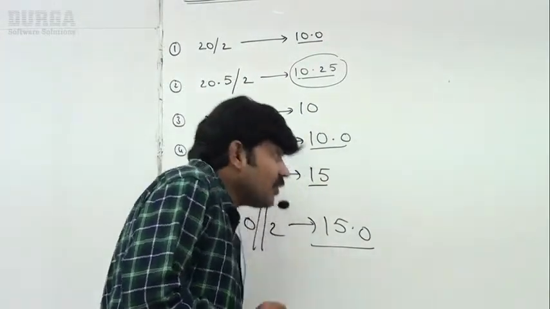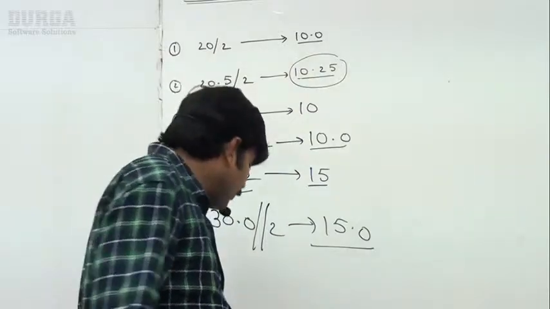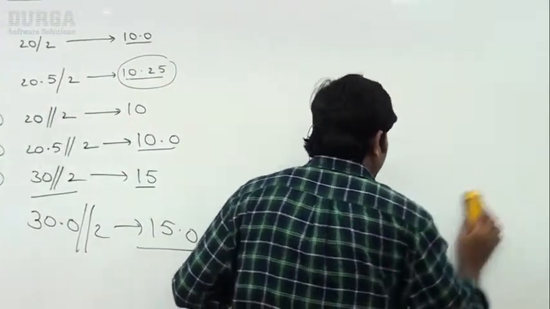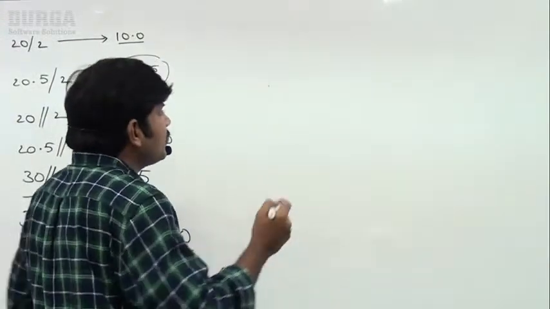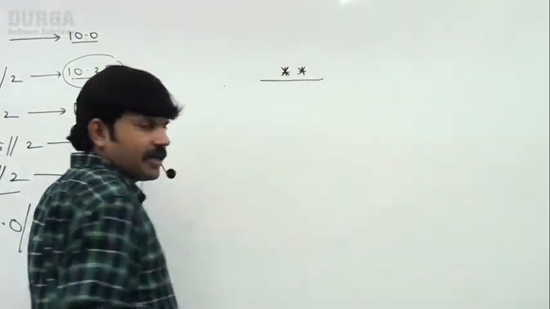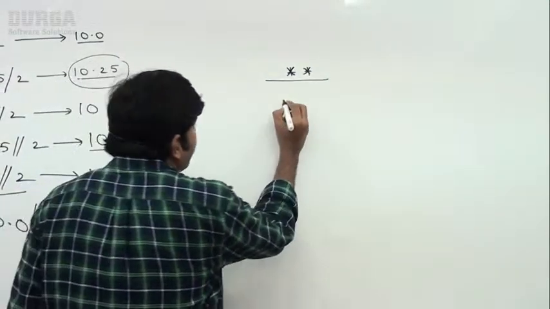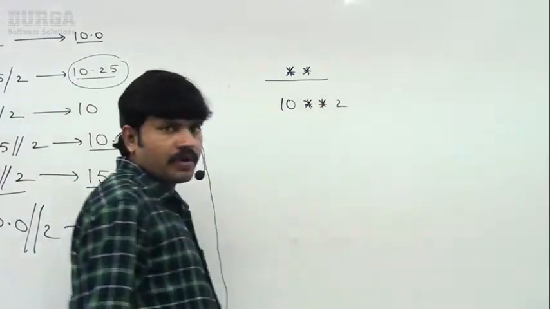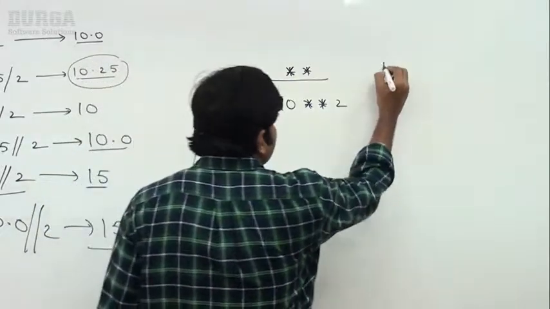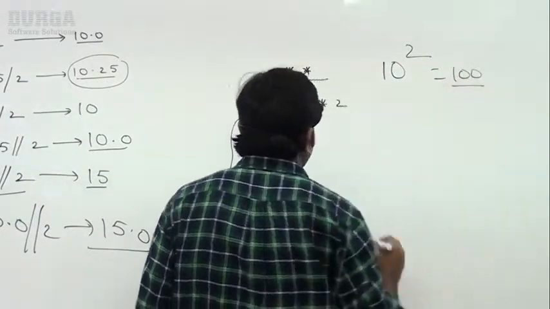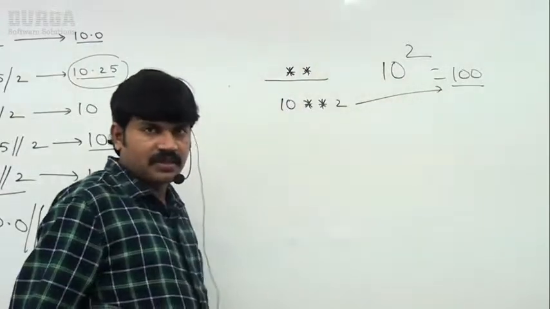Next, what about the double star operator? The double star operator is a very easy operator, not required to keep much explanation. Sir, it is a power operator or exponential operator. So if I take 10 double star 2, what is the meaning of this one? It is 10 square. Its value is 100. 100 is the answer we will get, sir.